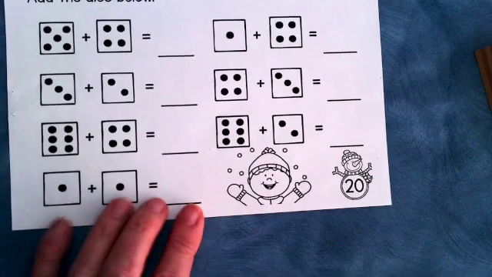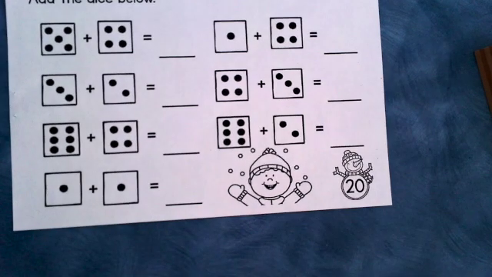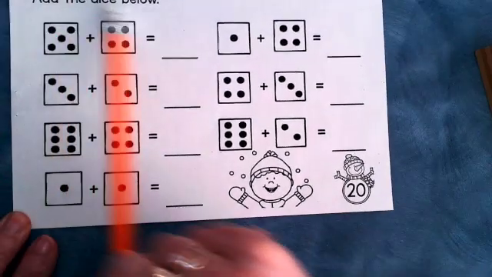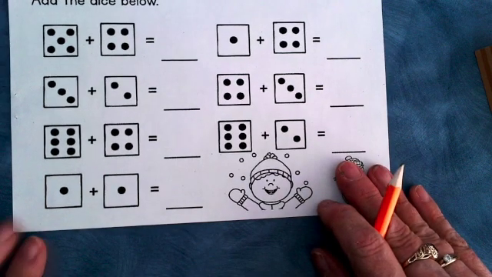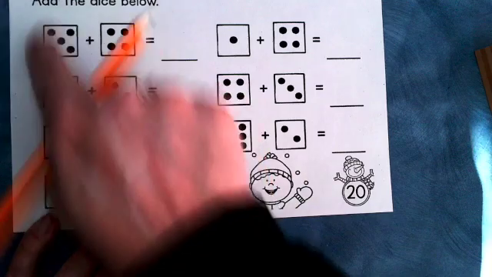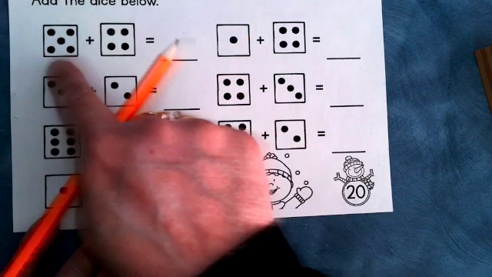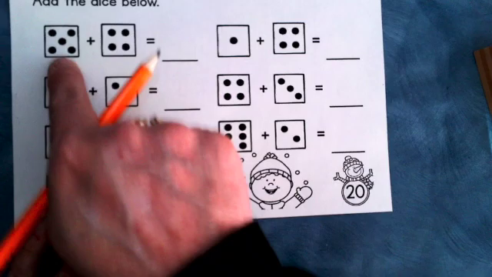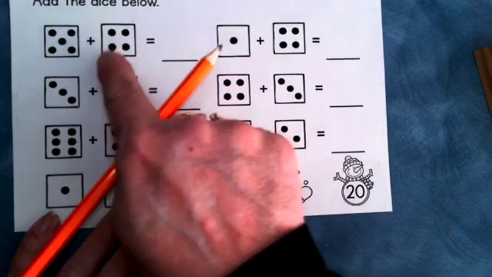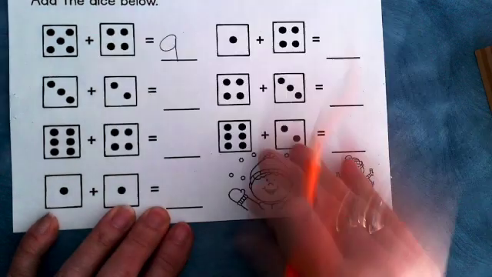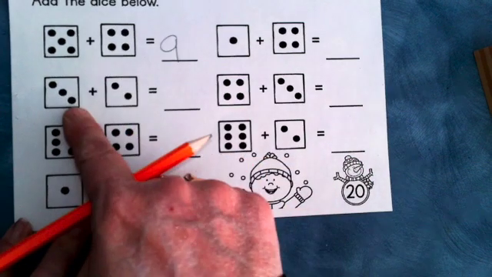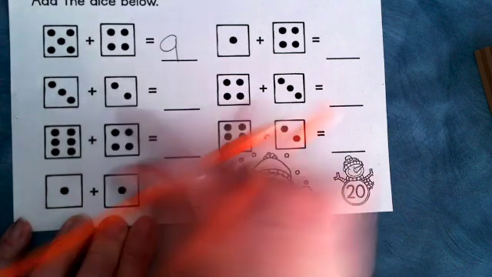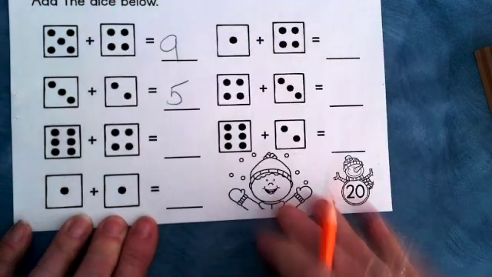Now we're going to go on to page 20 with the dice, and this one is super simple. All we need to do right here is it says to add the dice below. So the way that we can add them is all we have to do is count the dots, okay? So if there's 5 in here plus 4 in here, count them up. Let's start with 5 and count on. 5, 6, 7, 8, 9. Let's just go down. There's 3 here and 2 here. 3, and then keep counting. 4, 5. The answer's 5.